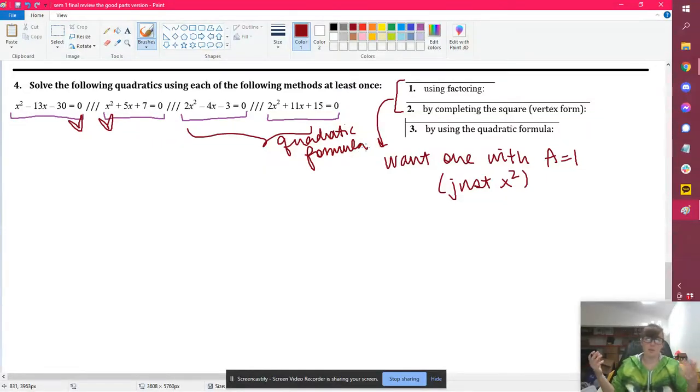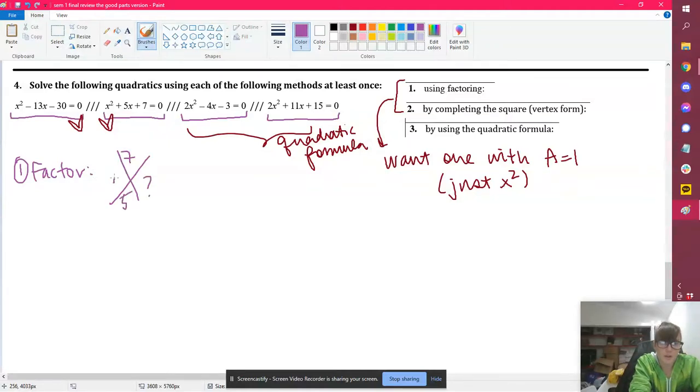If you want to do whatever you want, I don't care. But I'm going to do it like this. I'm going to do the first one using factoring. And it's because I can think of two numbers that multiply to negative 30 that add to negative 13. And I can't think of two numbers that multiply to 7 and add to 5. Right? Because if I try to do 7 and 5, I'm like, oh my god. But if I try to do negative 30 and negative 13, I am going to come up with negative 15 and positive 2.